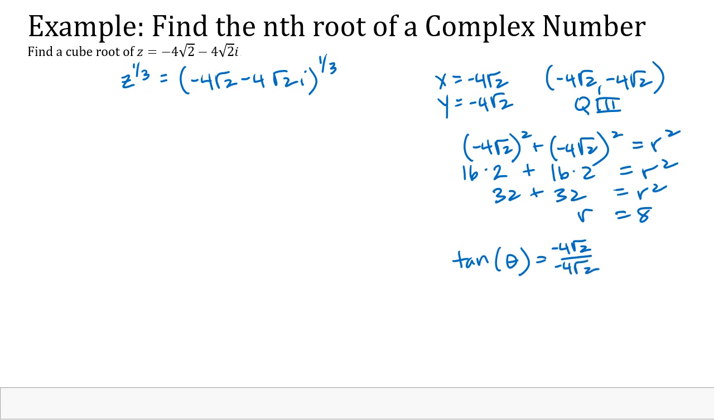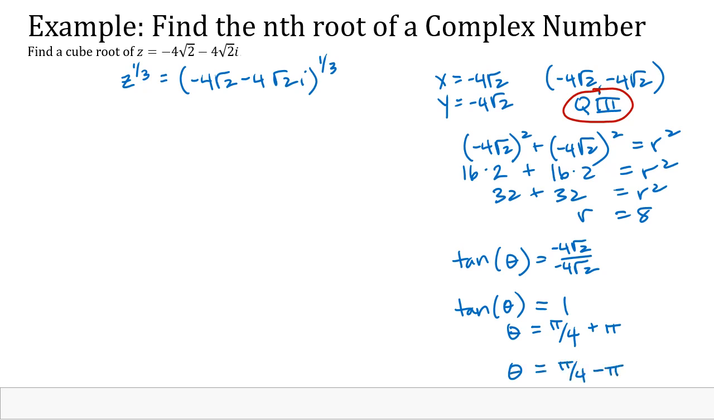And I know when that happens that I am at a multiple of pi over 4. Now, if I put this into my calculator, the calculator is going to tell me pi over 4. And that's a great answer, except that doesn't match the quadrant that I need it to be in. So in order for it to be in the quadrant I want it to be in, I have to either add pi or maybe I take away pi. Either one of those would be true.